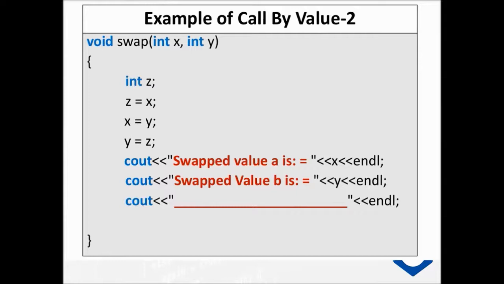So first of all we store the value of x in this variable z, then we store the value of y into x, and the variable y is equal to z, meaning it takes the value of x stored in z. Now after swapping the values of x and y, we display the values on the screen. The screen shows the swapped value of a is x and the swapped value of b is y.